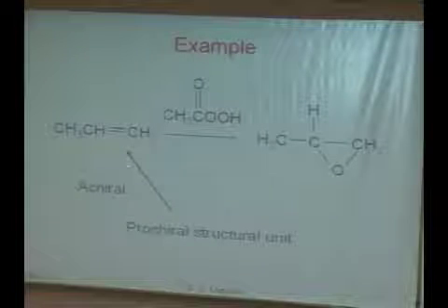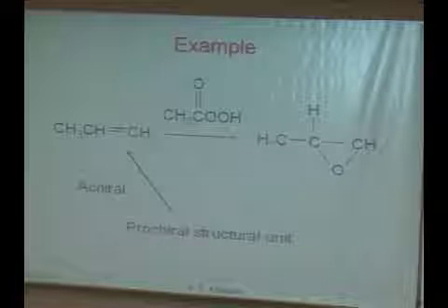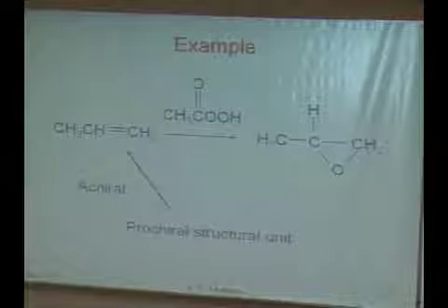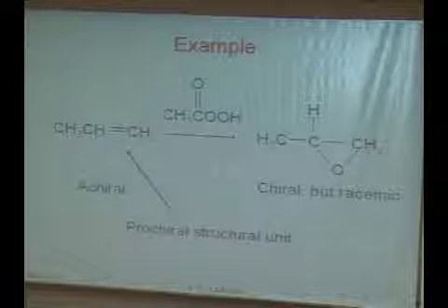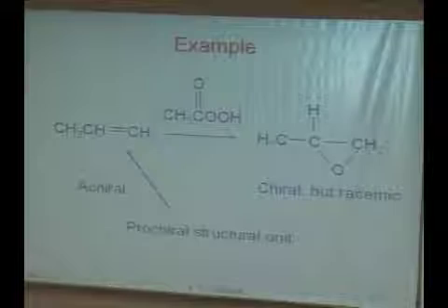I am starting from optically inactive material. That means my product must be a racemic mixture. It must be a racemic mixture because I'm starting from optically inactive material, so I must get optically inactive product. Now we say that this unit is prochiral. It's prochiral because after you do a reaction, you achieve a chiral center.